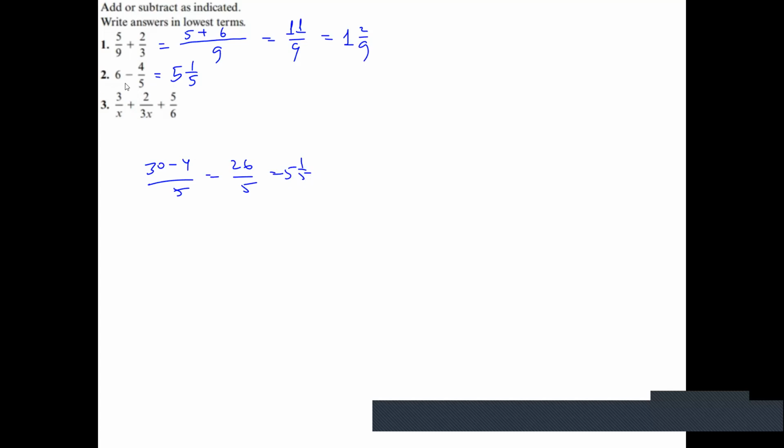Or you can just use the logic and say I have 6 units minus a portion. That's what it is. 3. So the common denominator here is 3x, right? The first one, 9 plus 2 plus 5x. The result is 5x plus 11 over 3x. Hope you got the same answers. Did you?